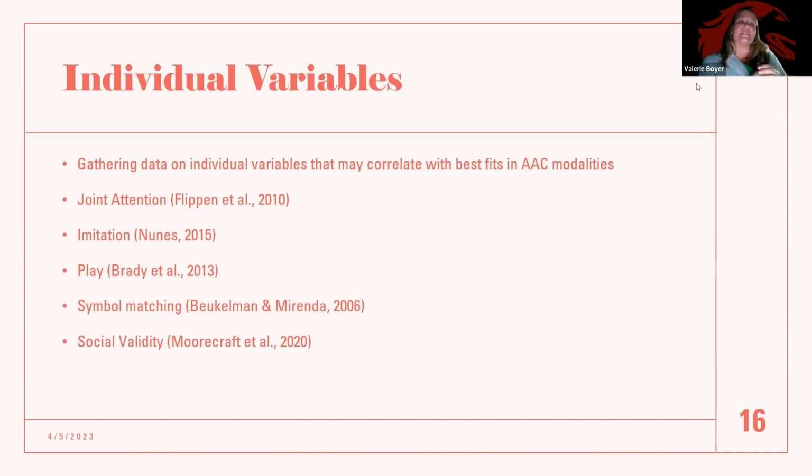And then the idea of symbol matching. So do we have a child coming in who's already able to match the symbol to the reference? So if we have two pictures and we have an object, can they match that symbol to that object?